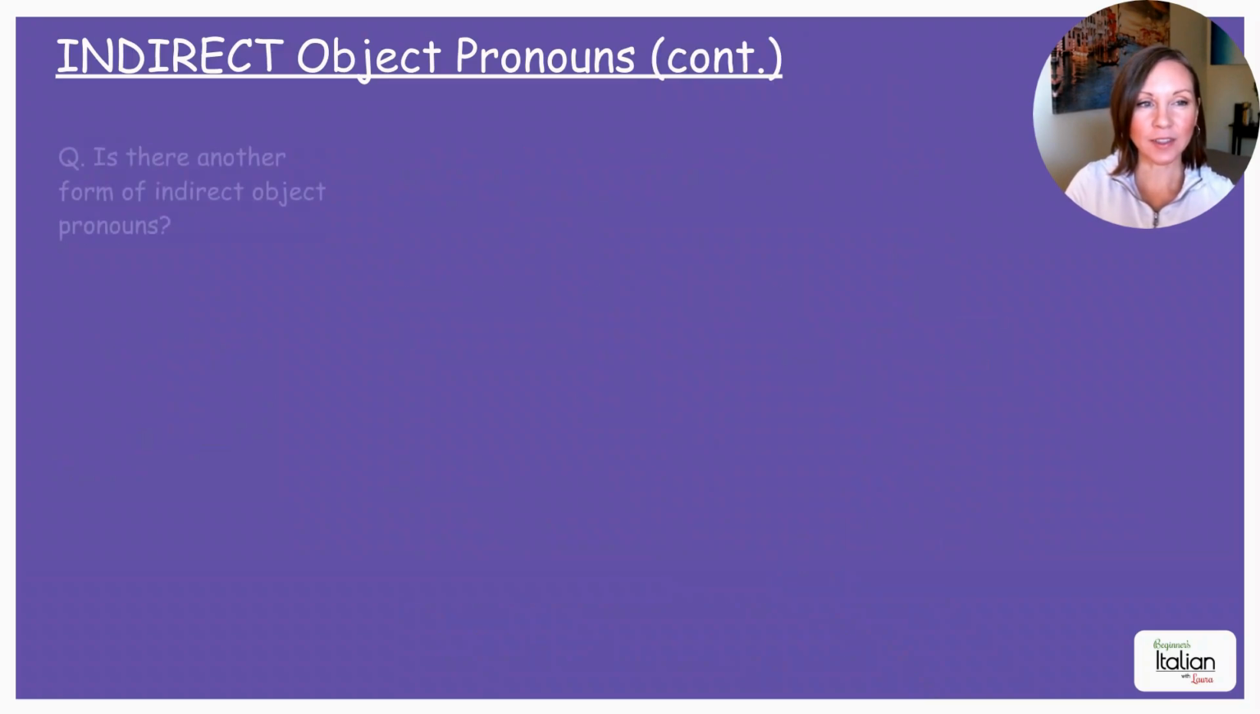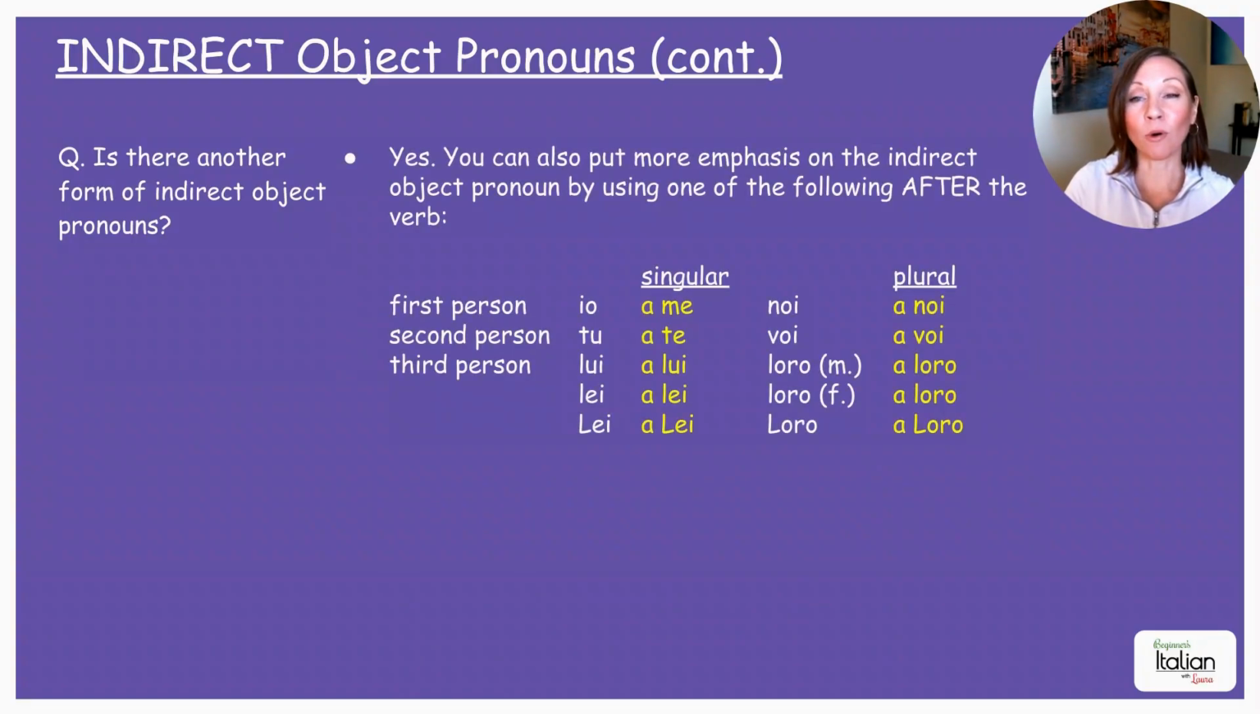Continued. Is there another form of indirect object pronouns? Yes. So you can also put more emphasis on the indirect object pronoun by using one of the following after the verb. Okay, so before we were talking about using mi and ti, okay, for example, in the first ones here. So instead of mi and ti, we would use a me and a te. Okay, a me, a te, a lui, so to him, a lei or a Lei, to her or to you formal. Then we have a noi, so to us, a voi, to you all, or a loro for all of these here, okay?